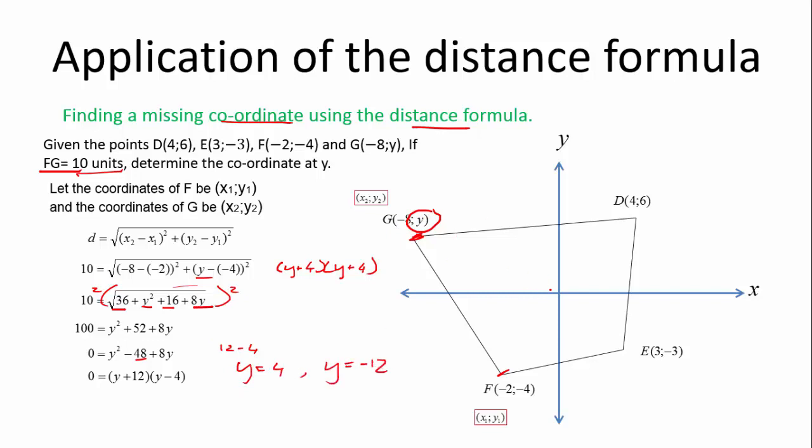But we can see that y is in the positive quadrant, right? All of this is the positive y region. So it's got to be y is equal to 4. Because it's in the second quadrant, y is equal to 4.